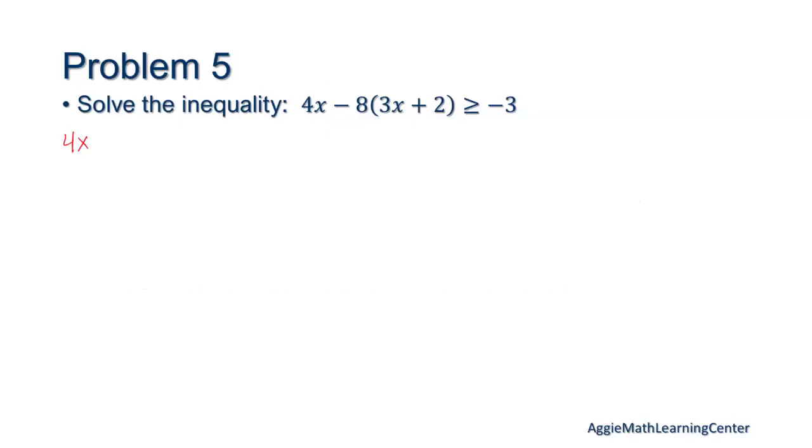Negative 24x. Beautiful. Minus 16. Okay, and all of that is greater than or equal to negative 3. I'm going to go ahead and combine my like terms here. Just have negative 20x minus 16 greater than or equal to negative 3. Do we agree on that? Feel good? Yep. All right, what's our next step from here? Add 16. Add 16, yeah. Beautiful.